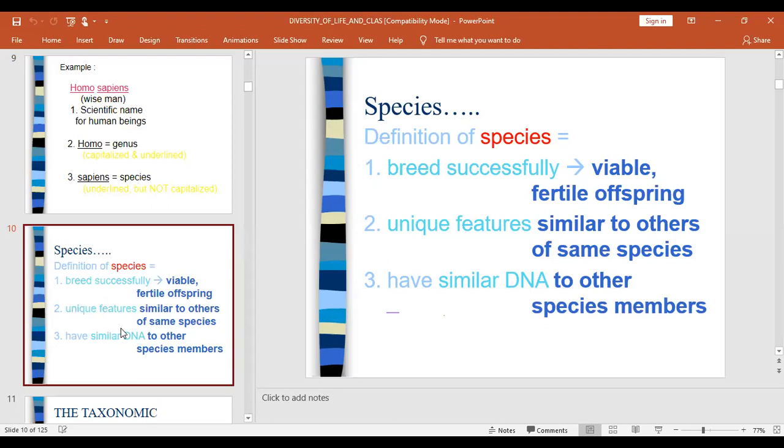They must be similar to others of the same species. And then the most important, which is chemical in nature, is that they must have similar DNA. This DNA must be different from other species. Actually, it should be 100% similar to organisms of the same species. So, one, they must have successful breeding, resulting in viable and fertile offspring. Number two, they must have features similar to others of the same species. And then they must have similar DNA to other members of the same species. You can see that for us and chimpanzees, we share about 97% of our DNA. But the 3% is big enough to ensure that we and the chimpanzees are of different species.